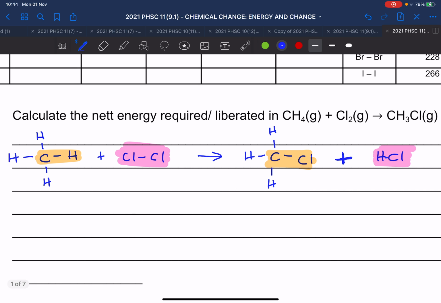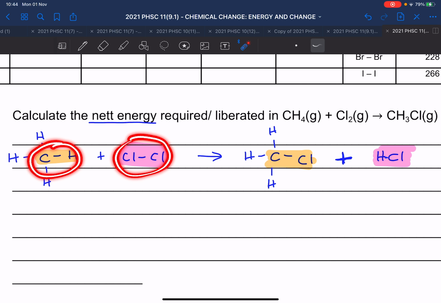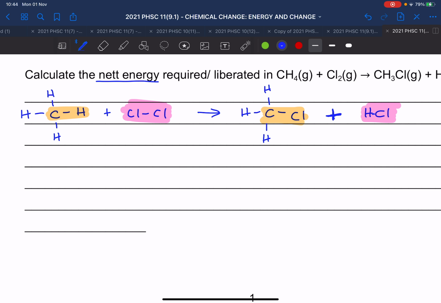Okay, right. So we want to calculate the net energy. We first have to calculate the energy that is needed to break bonds, and then we need to calculate the energy that was given off when bonds form. What do we call it again, the energy that is needed to break bonds? The dissociation energy. So on the left hand side we have the dissociation energy, and on the right hand side we have the what energy?